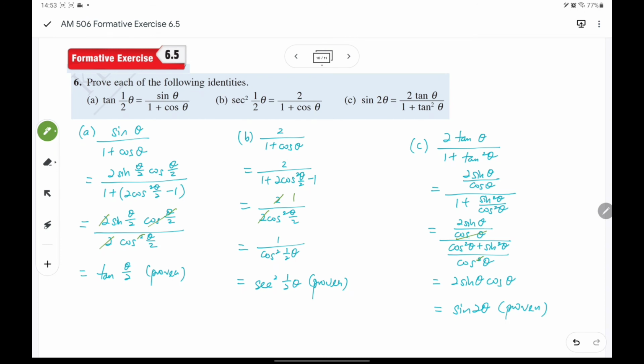Okay, and cosine square theta plus sine square theta is actually 1. So now we have 2 sine theta over cosine theta over 1, where the cosine theta can move up to times with the 2 sine theta, where we get 2 sine theta cosine theta, which is sine 2 theta.